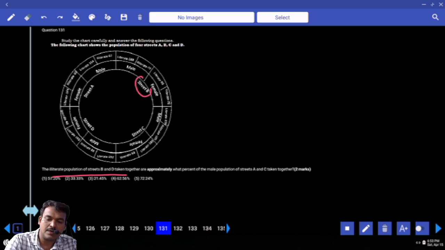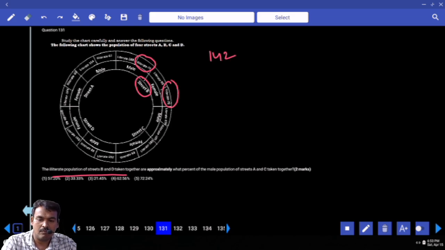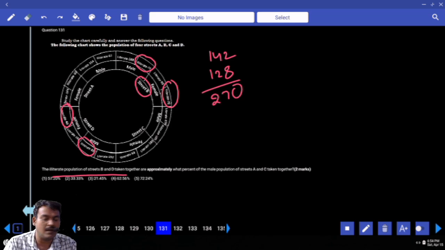Street B, illiterate population means male illiterate and female illiterate. What is the male illiterate? 72. Female illiterate 70. Total it is 142. And D also. In D, what is the male illiterate? 88. Female illiterate 40. 80 plus 88 plus 40, 128. Both are adding, it is 270.